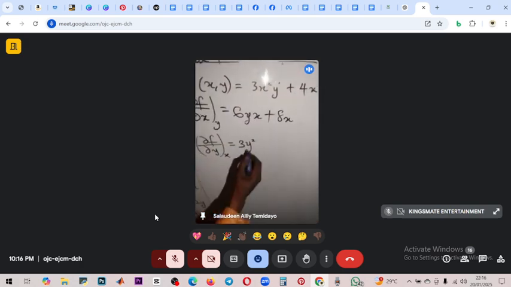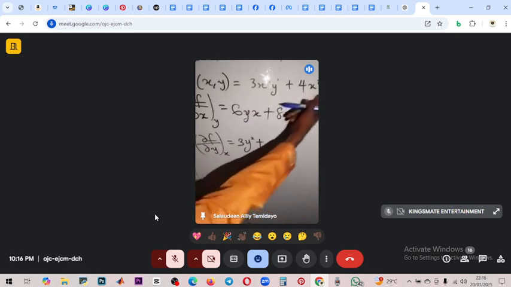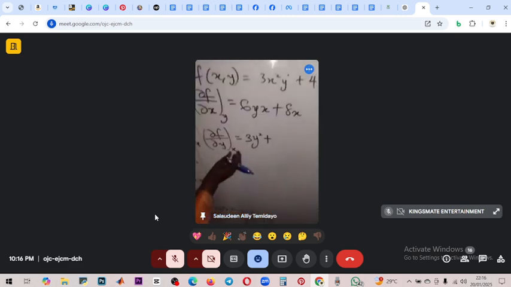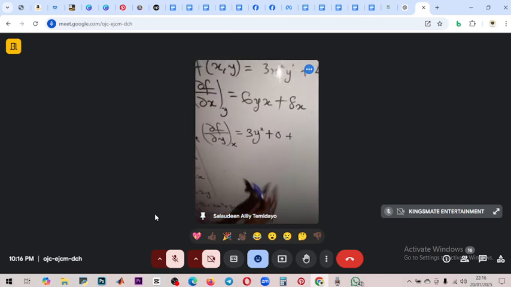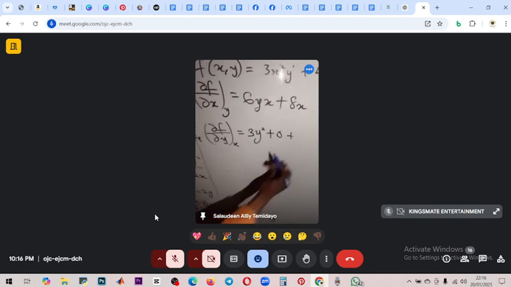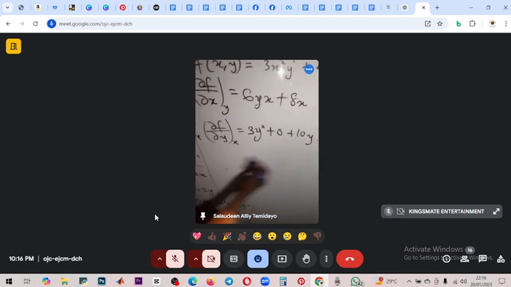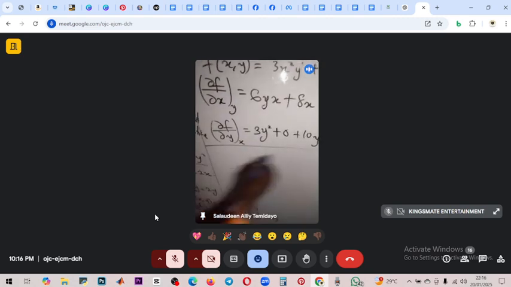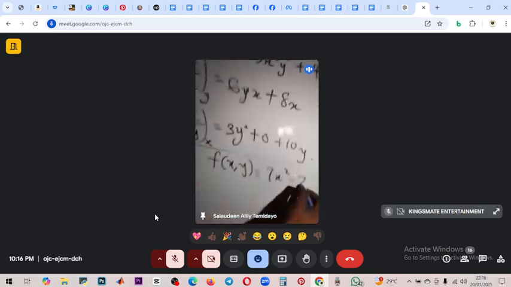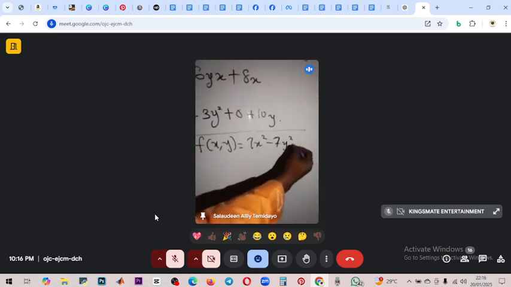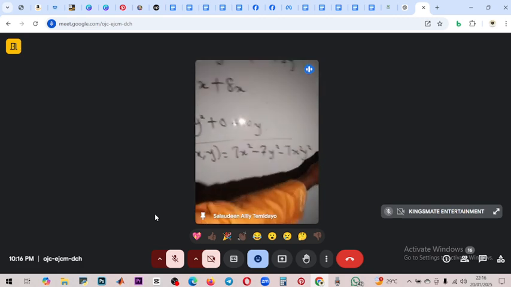I think I still have to take one more example. Plus, differentiate 4x squared. When x is constant, that's 0. Plus, differentiate 5y squared. Now, that is 10y. The last example before I leave this, please. f of x comma y is equal to 7x squared minus 7y squared minus 7x squared y squared.